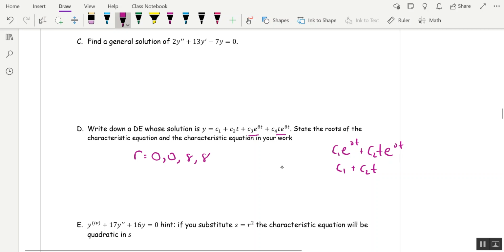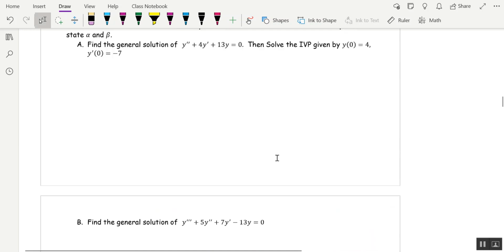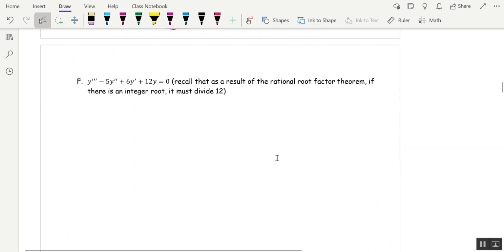So the characteristic equation must be, to get a repeat root of 0, that would be r squared. And to get a repeat root of 8, you'd have r minus 8 quantity squared. So there's your characteristic equation. Then to get the DE, you're going to have to multiply all that out to find the coefficients of r. So I'll let you finish it, but that's a start. Okay, so back to, where are we? Okay, we're at the last problem.